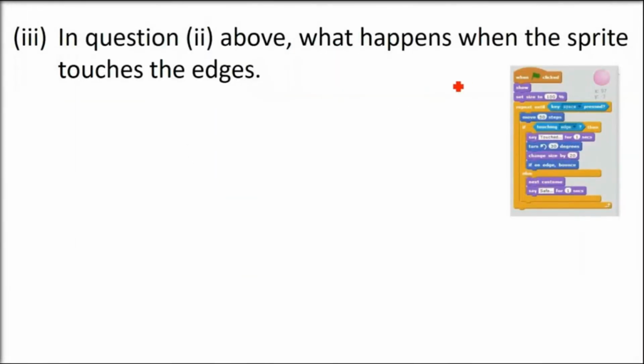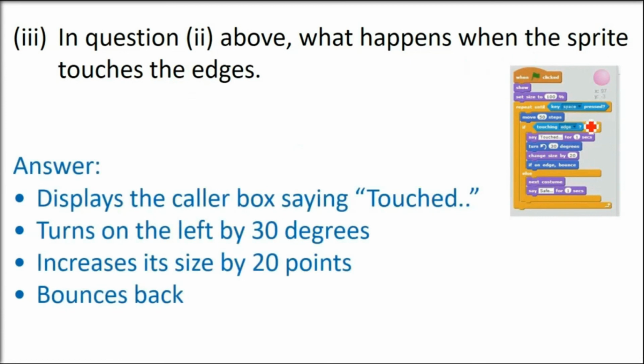Now the same question is there: what happens when this sprite touches the edges? As I just indicated, when it touches, the first part will be executed, as the if part will be executed. It displays the color box saying touched, turns left by 30 degrees, increases the size by 20 points, and it bounces back.